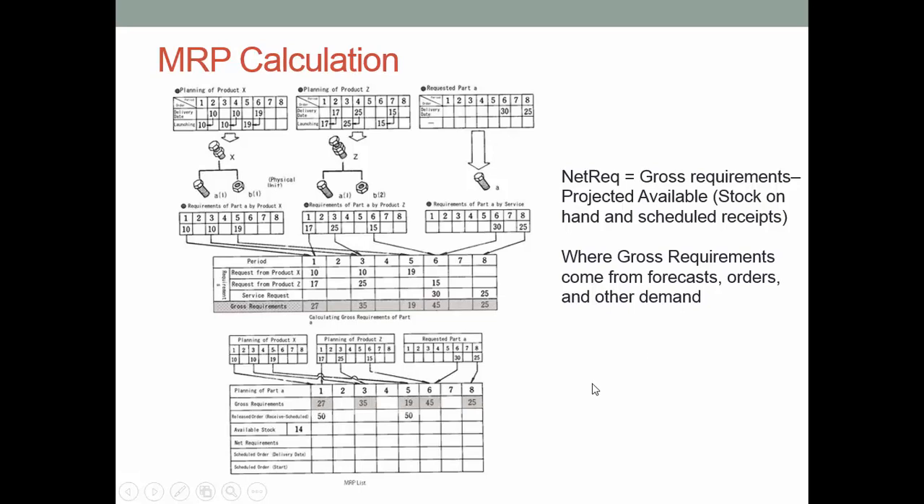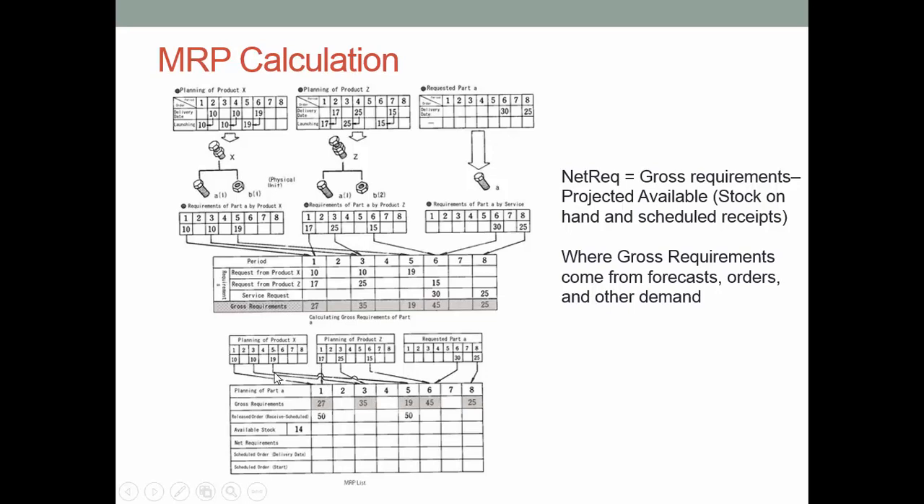So net requirements equals gross requirements minus the projected available stock on hand and scheduled receipts, where gross requirements come from forecast orders and other demands. Now, you probably remember this from your level 2 course when you took operations management, because you would have completed these kinds of exercises. So this should hopefully be mostly just review for you.